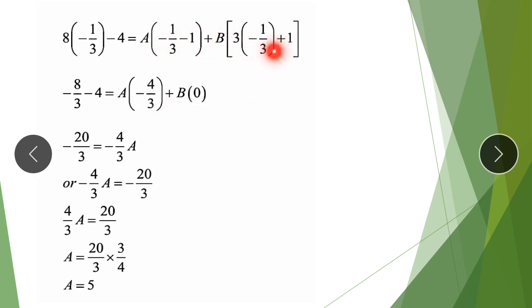And 3 and 3 will get cancelled. Minus 1 plus 1 will be 0 here. So B will be 0. And the value of A will be here. If we just cancel minus with minus sign, A should be left here, and 4 upon 3 is with A. So when it moves to the other side of the equation, it will be inverse, 3 upon 4. 4 1 is 4, 4 5's are 20, 3 1 is 3 3. So the value of A will be 5.